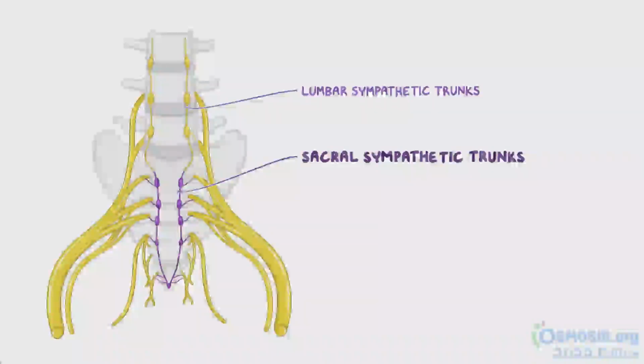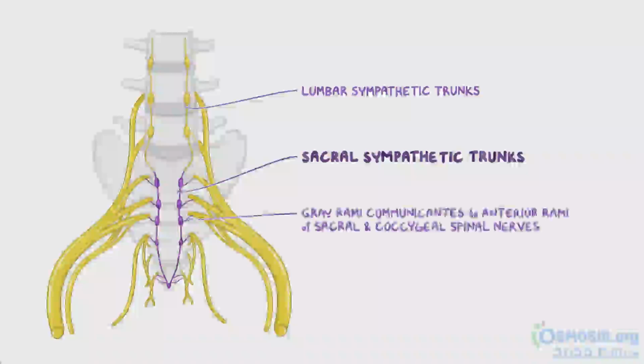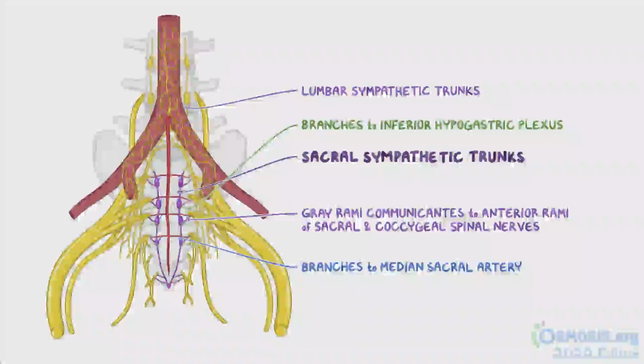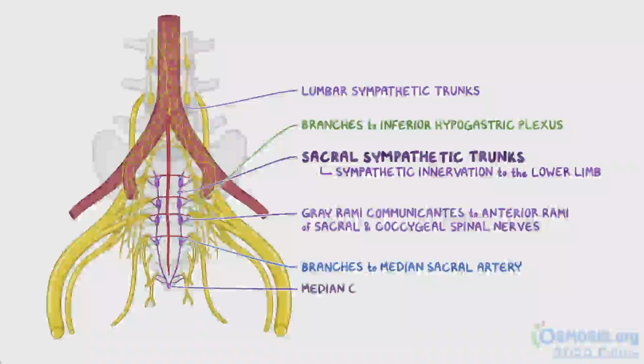Along its course, each sacral trunk sends gray rami communicantes to each of the anterior rami of the sacral and coccygeal spinal nerves. These trunks also send small branches that supply the inferior hypogastric plexus and the median sacral artery. The main function of these branches is to provide sympathetic innervation to the lower limb. Finally, the distal portion of these trunks converge anterior to the coccyx to form a small ganglion called the median ganglion impar, or the coccygeal ganglion.